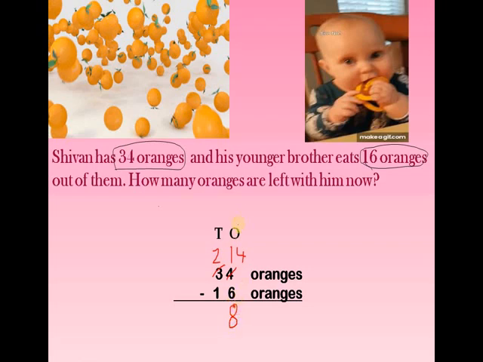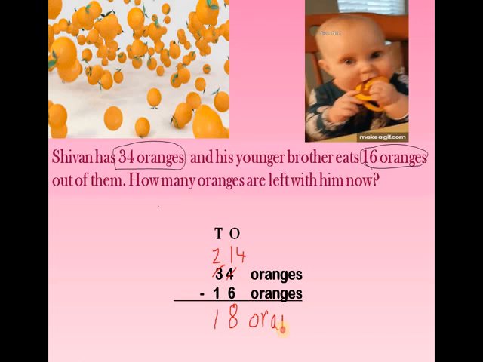Now we have solved the ones digit. Now move to tens. In tens, 2 minus 1. The top number is bigger than the bottom number, so subtraction is possible. 2 minus 1 is 1. 18 is your answer. 18 oranges are left with Shivan to eat.